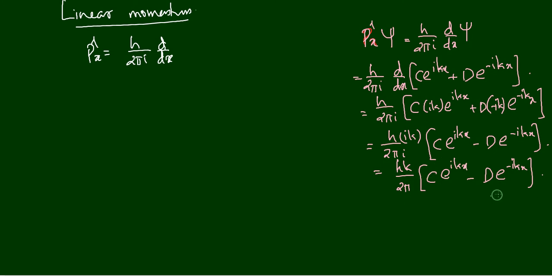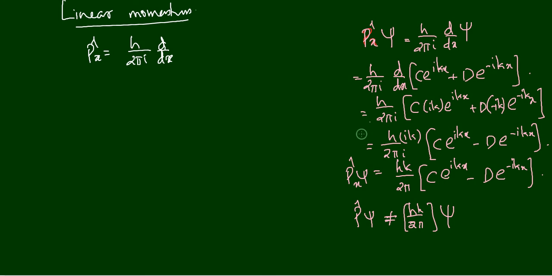If we could substitute psi here, then it would be in the form px psi is equal to hk by 2 pi, a constant, multiplied by psi. But we cannot substitute psi here. So px cap psi is equal to hk divided by 2 pi into some other function. It is not equal to hk by 2 pi into psi. Since this does not obey the eigenvalue condition, psi is not an eigenfunction of p cap.